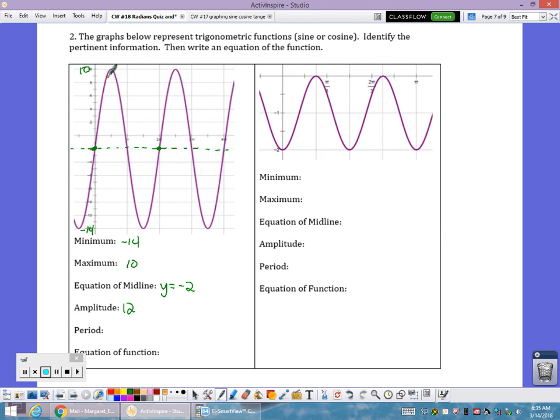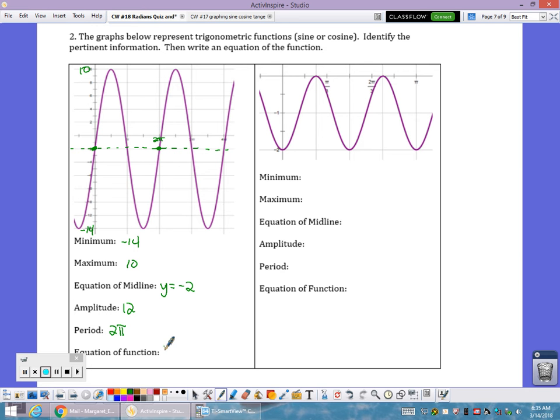So one full cycle here, it looks like, again, it's hard to read, but I think that's 1 pi and 2 pi. So we're going to call that 2 pi. So that's a normal period, the same as the parent function. So the parent function has 2 pi as the period. So what is the equation of the function?